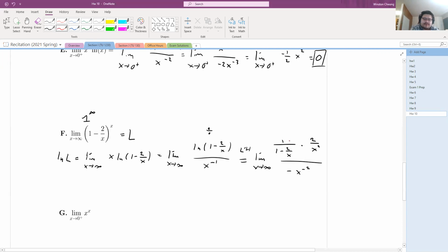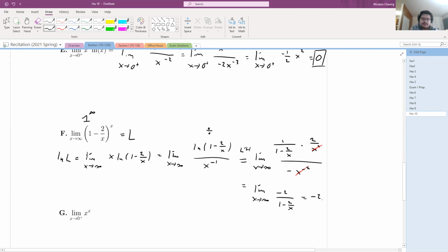And now I'm trying to simplify this mentally. We can pretend that we multiply top and bottom by x squared, and that cancels both of these. We can pull that out. So I have a negative 2 divided by 1 minus 2 over x. And I think I can plug it in. Yeah, I can plug it in. Great, so I get negative 2.